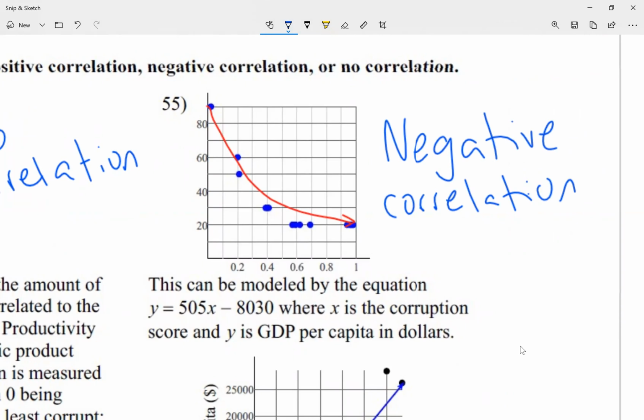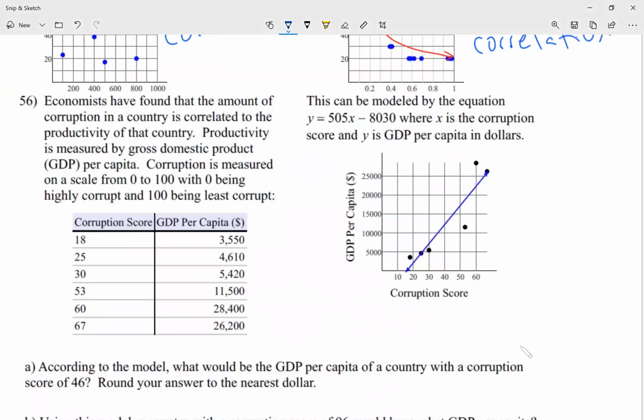Then also in statistics, they do something like question 56. They're going to give you some information. So in this case, economists have found that the amount of corruption in a country is correlated to the productivity of the country. So we have a corruption score, and then here we have the gross domestic product. Right, that gives me a point. I can plug it in. Each of those gives me a different point. I plug them in. I use Excel, and Excel gives me an equation, which we call the line of best fit. Now, interesting part here is there's an X and a Y value.